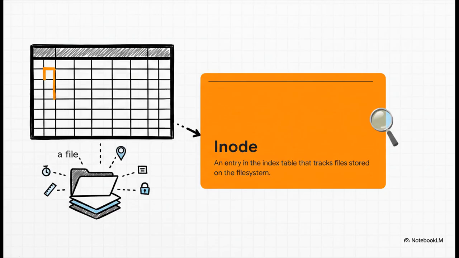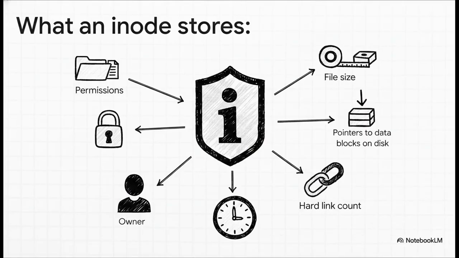And this entry doesn't hold the file's content. Instead, it holds all the metadata, the data about the data. So the inode knows pretty much everything about the file. It keeps track of the permissions, who can read, write, or execute it. It's got the owner, the size, all those important timestamps. It also keeps a little counter for something called hard links.